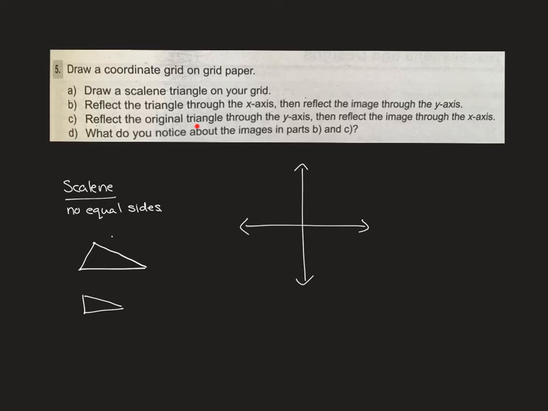C asks you to reflect the original triangle, so that's the first triangle that you had, through the y-axis, and then reflect the image through the x-axis. So what we're doing is basically doing our 2 reflections in different orders. For part B, you're reflecting through x and then through y, and for C, you're reflecting through y and then through x. And they're going to ask you what you notice about the images at the end. Are they the same? Are they different?